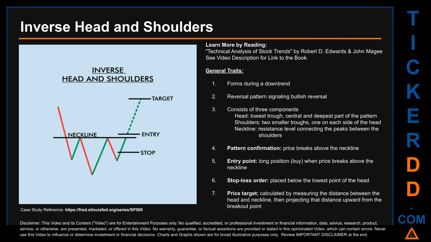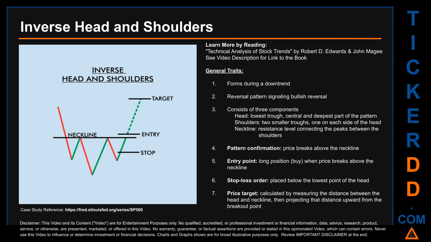Here's a simple explanation of its components. Left shoulder. The left shoulder forms when the price declines to a low point and then rebounds, creating a trough. Head. The head is the central and lowest part of the pattern. It forms when the price declines even further, reaching a lower low than the left shoulder, and then rebounds. Right shoulder.